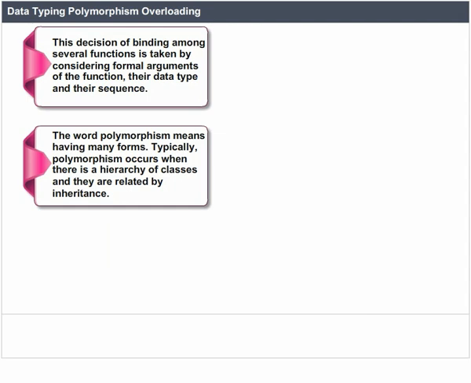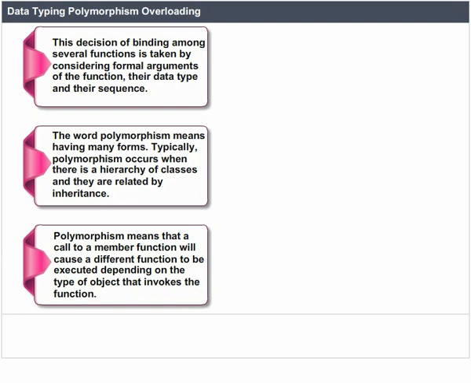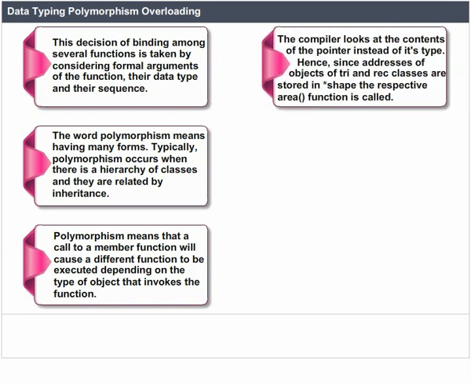Typically, polymorphism occurs when there is a hierarchy of classes and they are related by inheritance. Polymorphism means that a call to a member function will cause a different function to be executed depending on the type of object that invokes the function. The compiler looks at the contents of the pointer instead of its type.